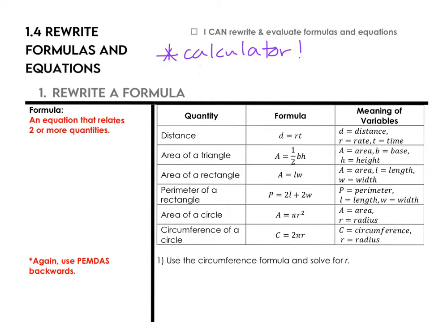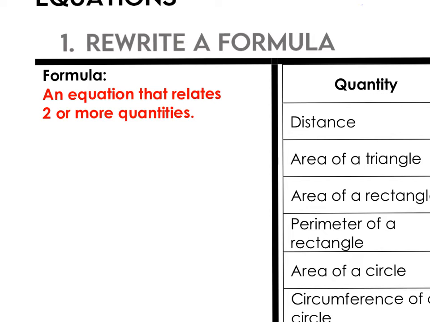Here we go, lesson 1.4, rewrite formulas and equations. In this lesson, we're really just going to look at a continuation of 1.3. The definition of a formula is simply an equation that relates two or more quantities. Over on the right, you see a variety of formulas that I hope look familiar to you. I'm not going to ask that you memorize them, but we will work with several of them pretty often, so hopefully they'll be something that you remember.